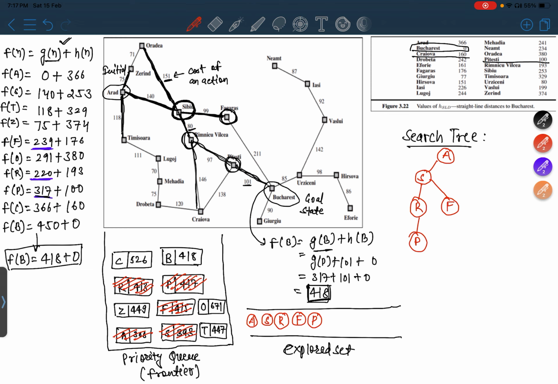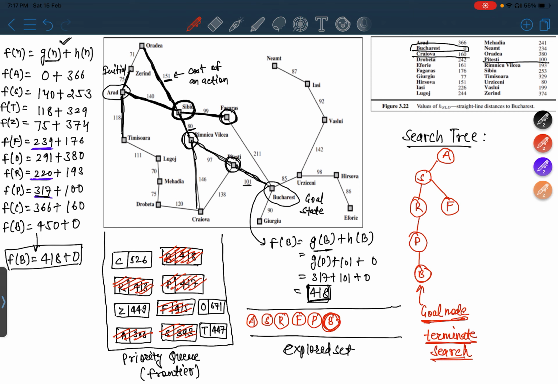Okay, so now again what? You'll remove the node. कौन सा node remove होगा? B itself. So remove B. Now since ये P के through explore हुआ, and since we have found the goal node, since this is a goal node, we can simply terminate the algorithm. So that's where our search algorithm will be terminated, even though there are other nodes in the frontier.